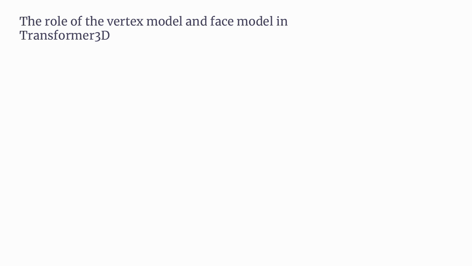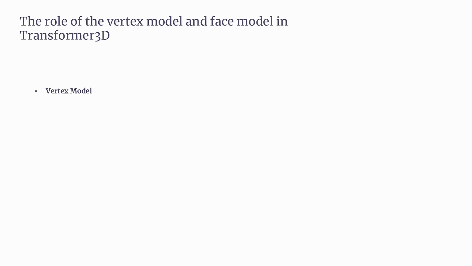In the Transformer 3D architecture, we use two models, the vertex model and the face model, to represent and generate 3D meshes. These models are key to creating complex 3D shapes by handling the vertices and faces that make up the structure of these objects. Let's break down each model's function and how they work together.